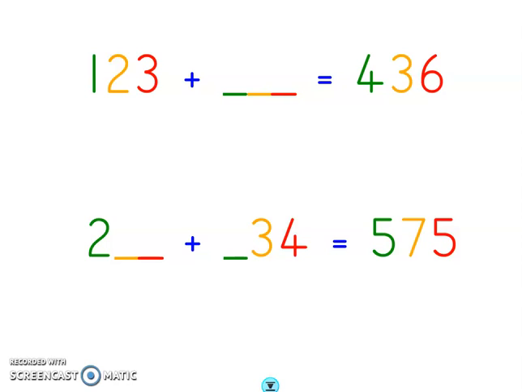And our second question is 200 and some tens and some ones added to some hundreds and 34 to give us a total of 575. So once again, think about starting at your ones. How many am I going to add to the ones to get to that final total? Then your tens, how many am I going to add to the tens to get to that final total? And then finally your hundreds, how many am I going to add to those hundreds to get to that final total? So pause the video now, give that a go, and we'll check the answers in a few moments.